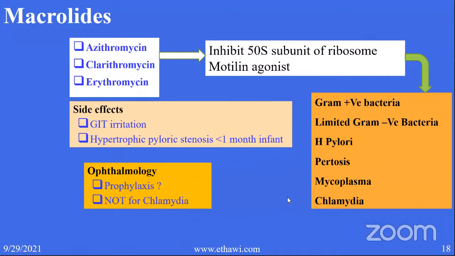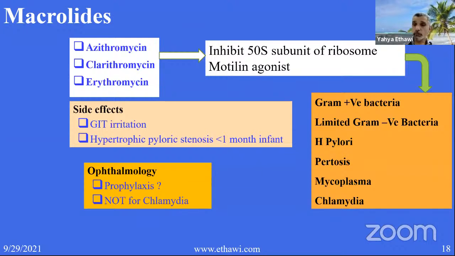Macrolides. So the macrolides examples are azithromycin, clarithromycin, and erythromycin. They inhibit the 50S subunit of the ribosome, and they are motilin agonists. So they increase the movement of the bowels, and therefore they may cause hypertrophy of the bowel wall, and they are associated with pyloric hypertrophy. So you need to be very careful when you use it in neonates.